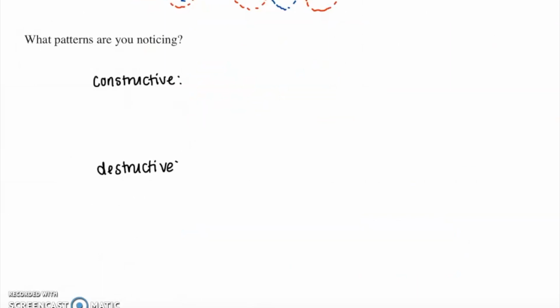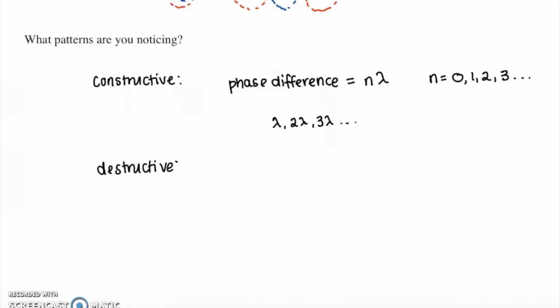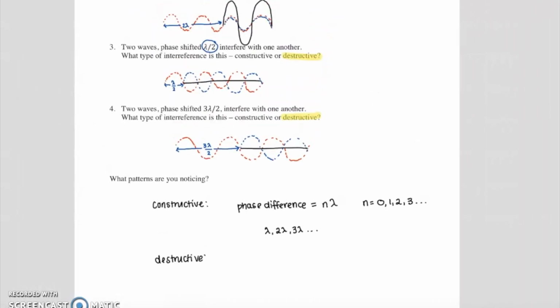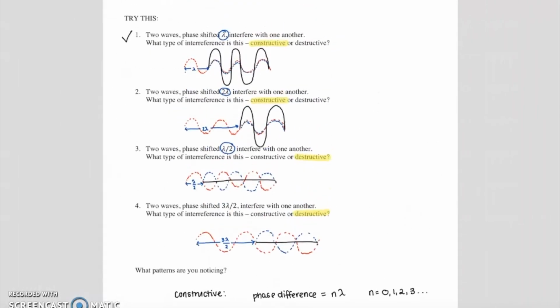The constructive interference is always happening when the phase difference is some factor n times lambda. And by n here, I mean n could be 0, 1, 2, 3, and so on. So for example, if you phase shift something lambda, or 2 lambda, or 3 lambda, or 4 lambda, and so on, you'll get constructive interference. And you can see that in examples 1 and 2.